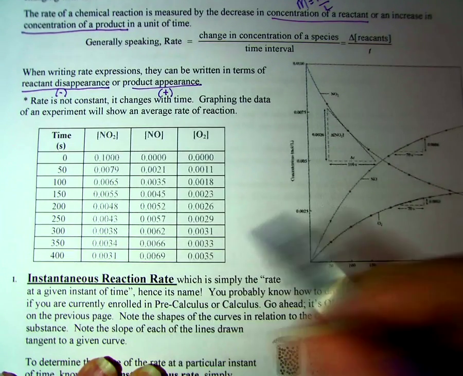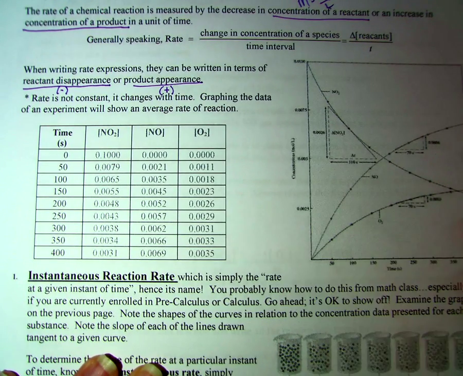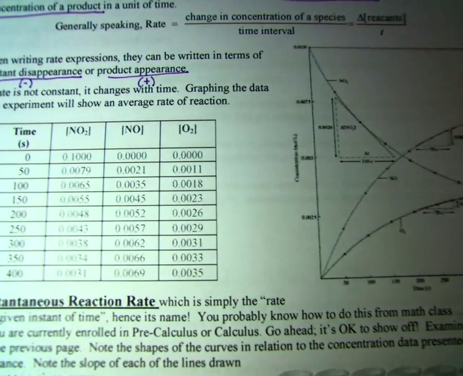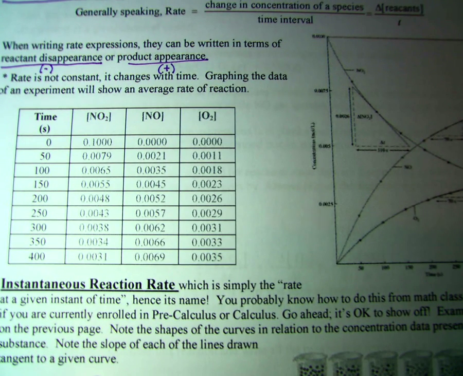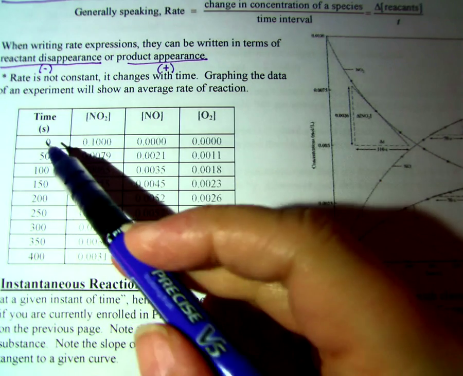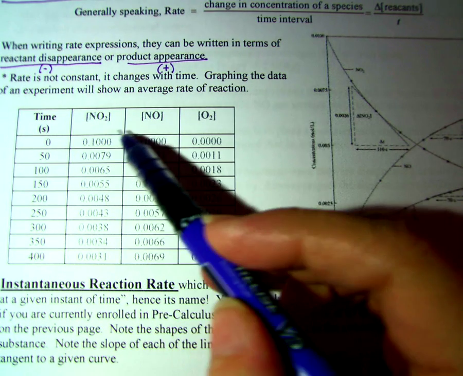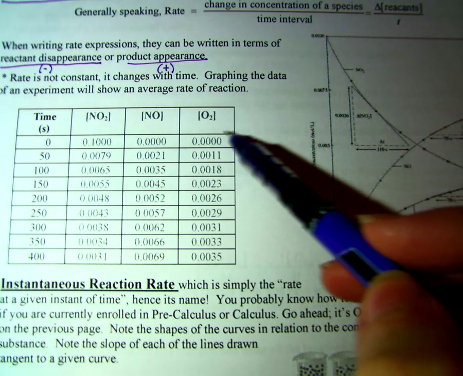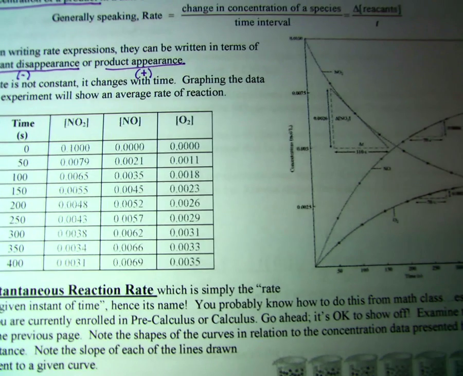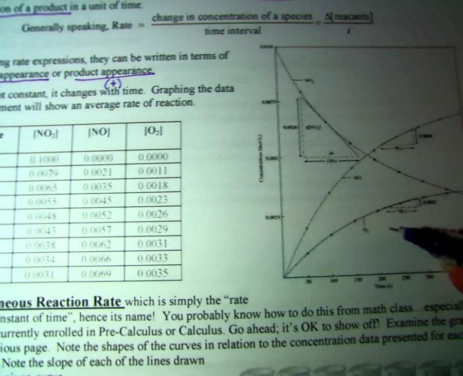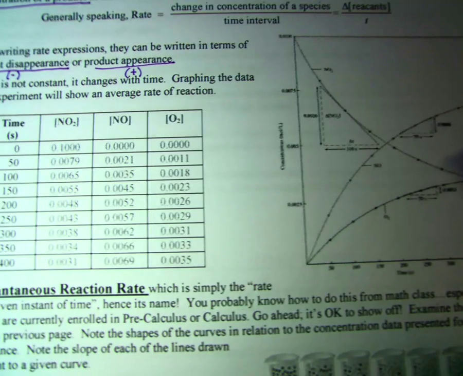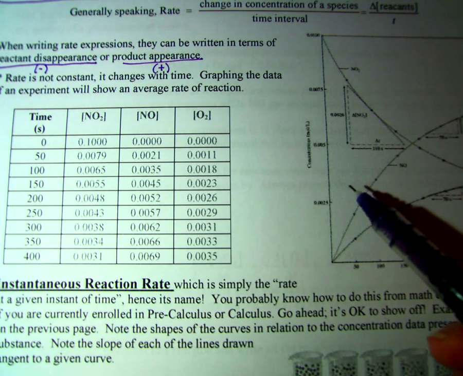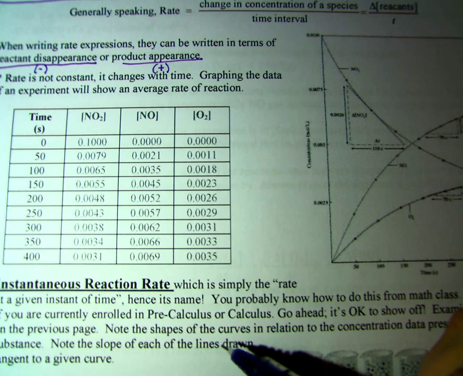So you are typically going to be given a table of numbers like this. You're going to be given this data. It's going to tell you time. It's going to tell you the concentration of the products and the reactants. You may be given a table or a graph that looks something like this. And you're going to use the table and the graph to be able to answer some questions about reaction rates.